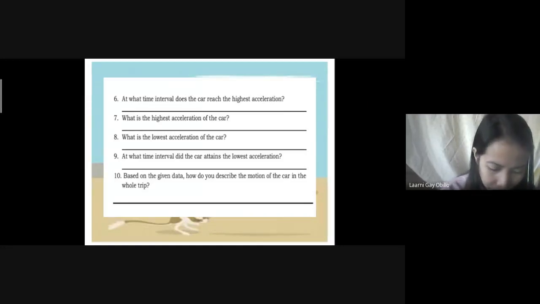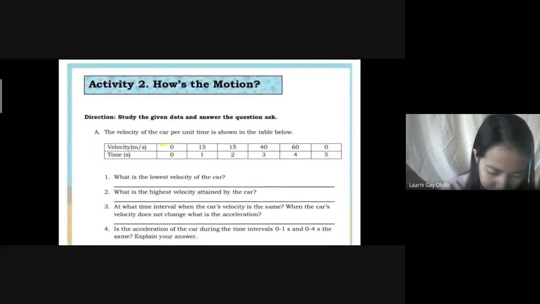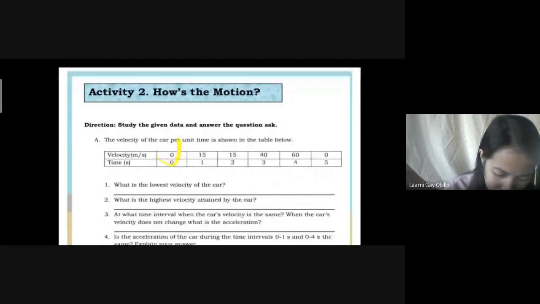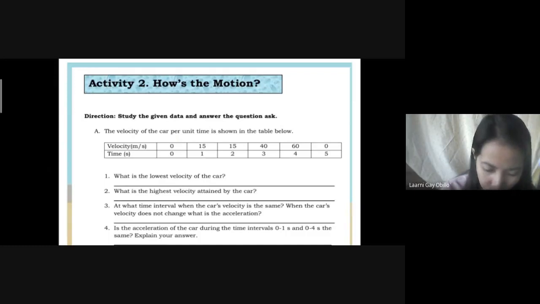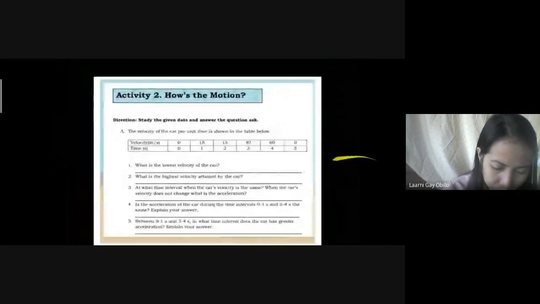0. At what time interval did the car attain the lowest acceleration? Okay, so pag kinompute natin kung 0, that is also 0. Okay. Time interval, sa 0 seconds niya, ito yun. Sa first time niya. At ito rin, 5 seconds. Kasi meron din siyang 0 na velocity.